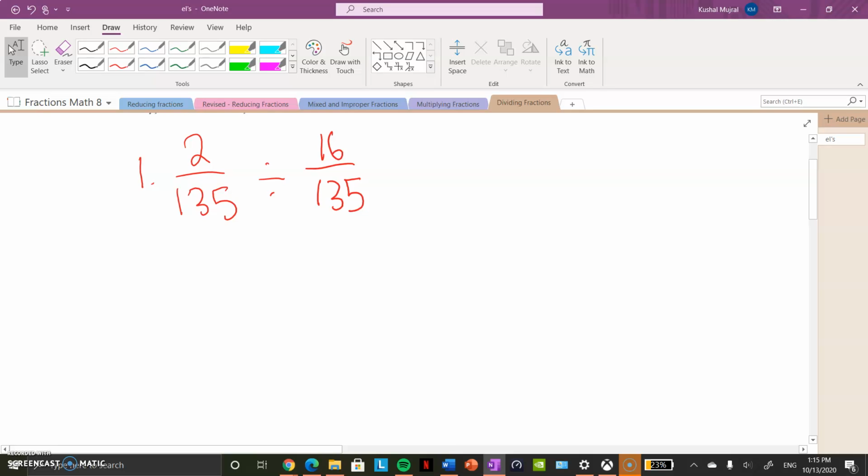Welcome to dividing fractions. Take a look at this question over here. You may be tempted to multiply by the reciprocal if you've already covered dividing fractions, but there's an easier way to do this. Let's take a look. 2 over 4 divided by 1 over 4. Let's draw this out.